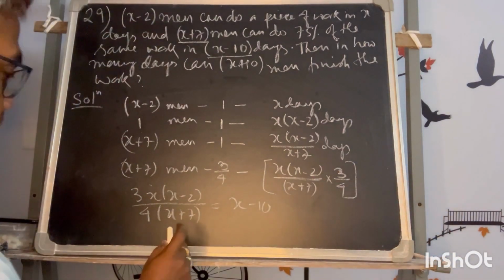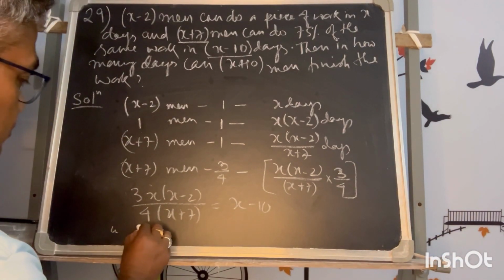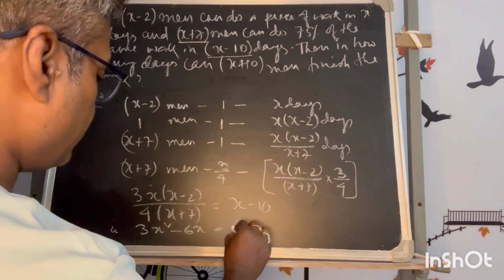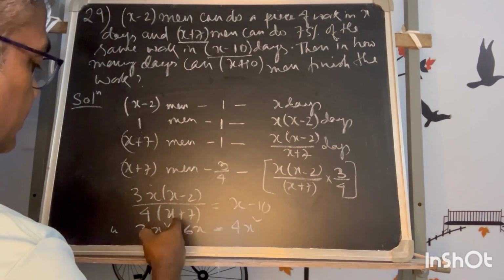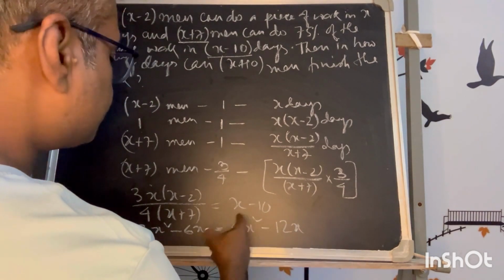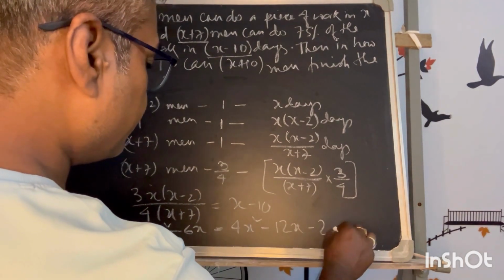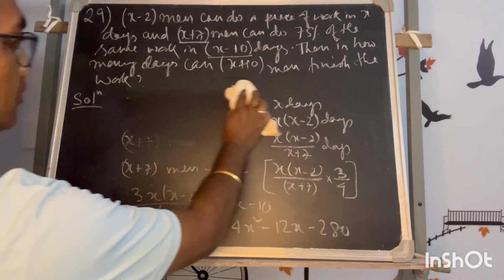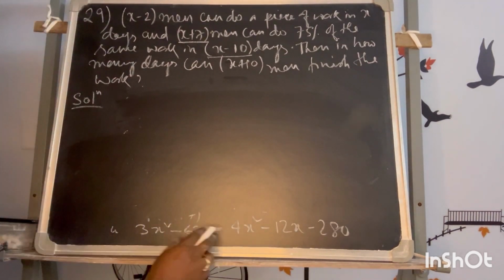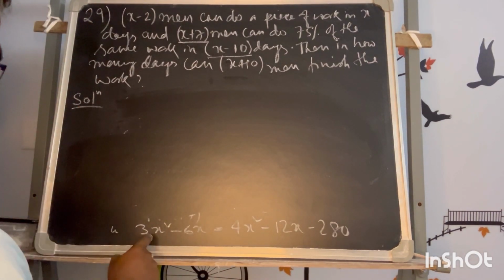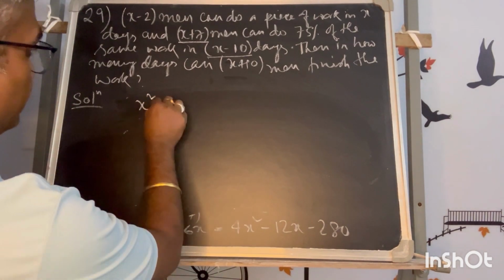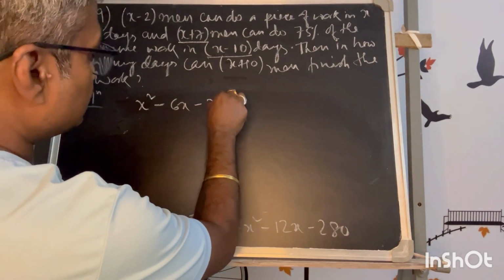Okay, now calculate this. This will be 3x square minus 6x on this side. This will be 4x square minus 10x plus 7x minus 3x minus 12x, 70 to 80. Okay, now rub it out. Now if I bring everything to one side, that will be x square minus 6x minus 280 is equal to 0.